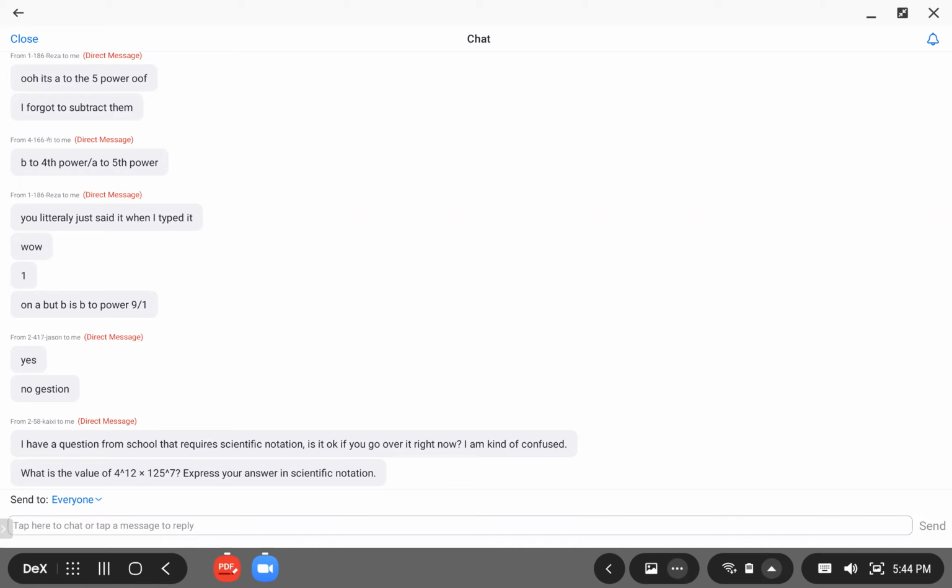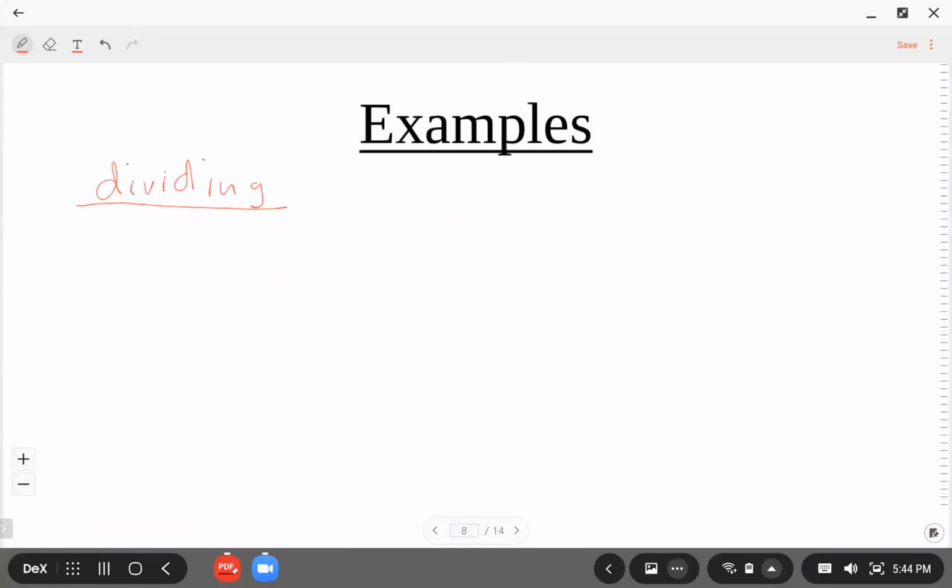Basically, you're going to multiply these things. 4 to the 12th times 125 to the 7th. You multiply them, and you're going to see a pretty big number.